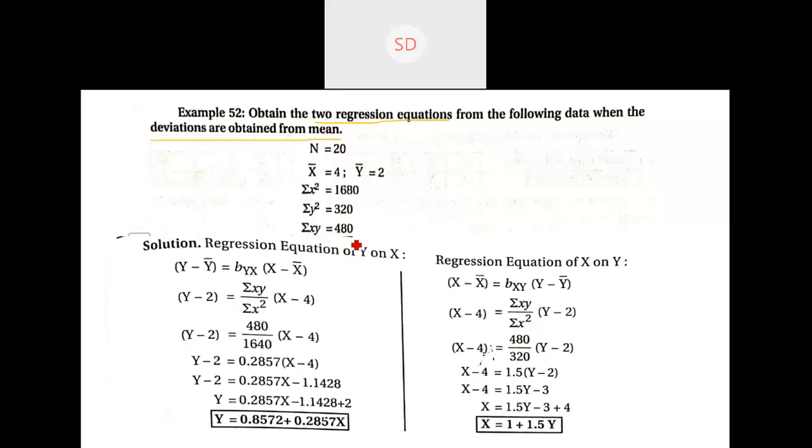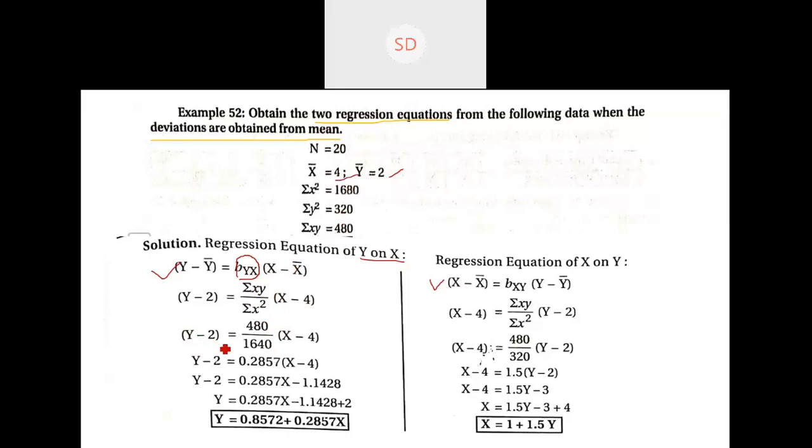Now all that you're supposed to do is remember these two equations of y on x and x on y and apply the values and simplify and come to an equation. So let us do that. So y minus y bar, y bar is 2, is equal to byx. Now the formula for byx in y on x is summation xy by summation x square into x minus x bar, x bar is 4.